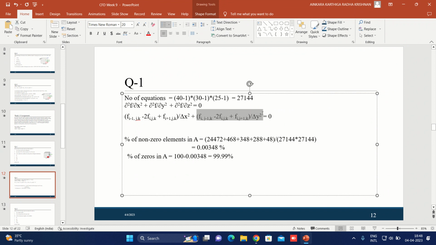Since we are dealing in the three-dimensional domain, we have one more discretization. Here i and j remain constant, and k would be varying from k minus 1 to k plus 1. We are dealing with the central difference scheme, so for the second-order central difference scheme, this is the formula. And it is in z, and k and j can vary depending on however we want.